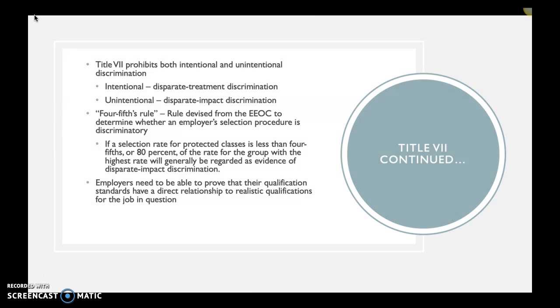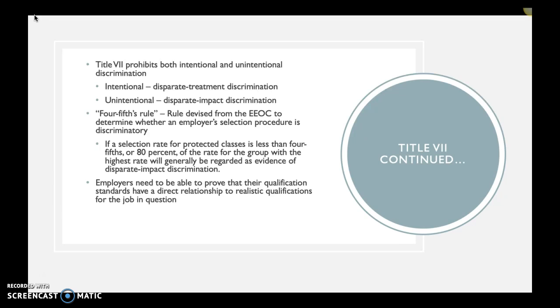Just a few other things here with Title VII specifically. Title VII is a really broad topic, so we're just hitting some major points here today. We won't go over everything, but here are a couple things to keep in mind. Title VII prohibits both intentional and unintentional discrimination. There is the 4/5 rule, which is a procedure used to determine whether an employer selection procedure is discriminatory. Essentially, if the selection rate for a protected class is less than 4/5 or 80%, it'll generally be regarded as evidence of disparate impact discrimination, or unintentional discrimination.